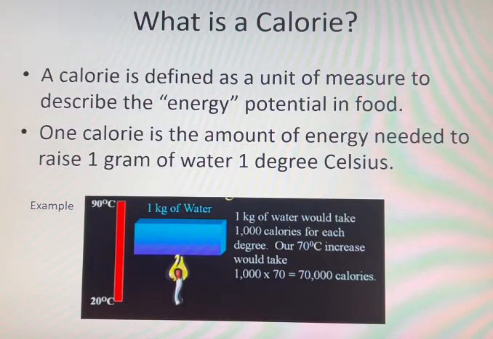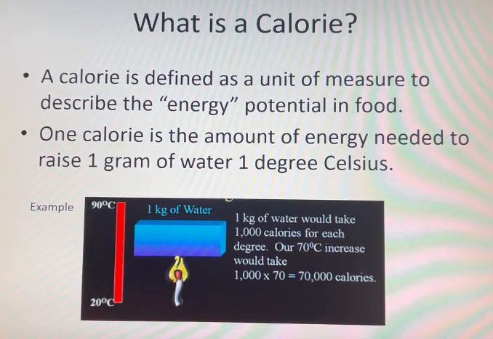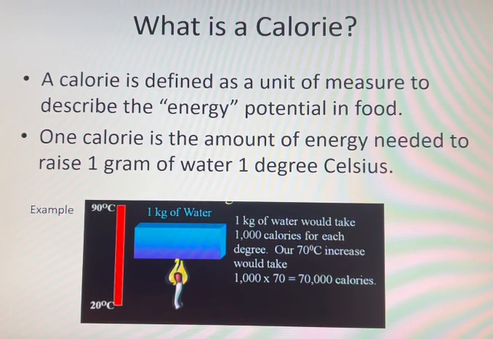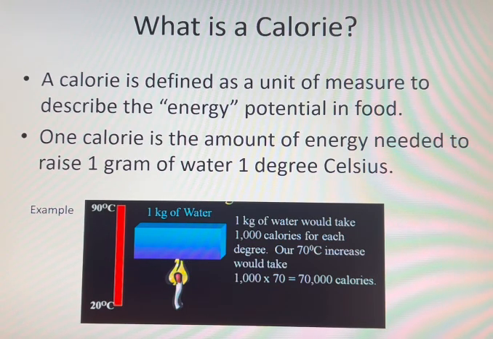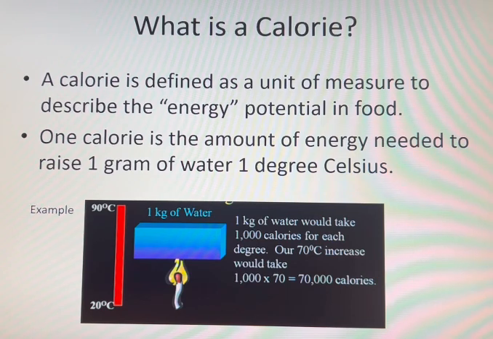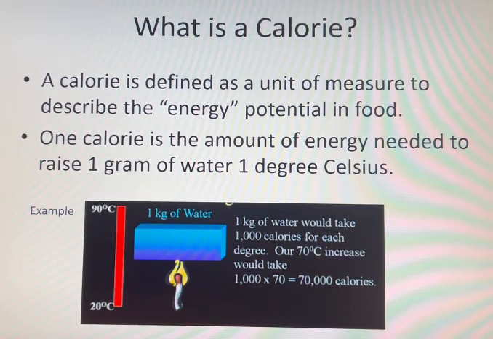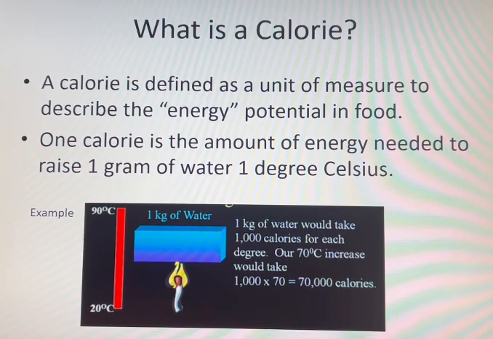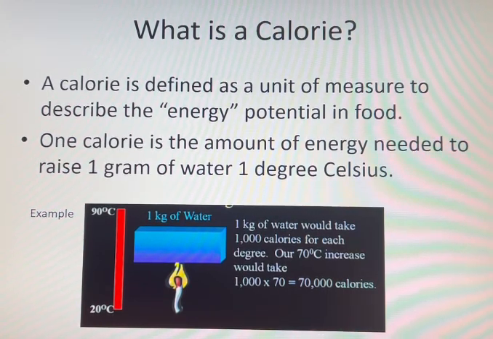When we get started, when we're talking about food, we first of all have to decide, well, what is a food? What is a calorie? A calorie is a measure of kind of food energy potential. There's 3,500 calories in a pound. A calorie is defined as a unit of measure to describe the energy potential of food. A calorie is the amount of energy needed to raise 1 gram of water 1 degree Celsius.